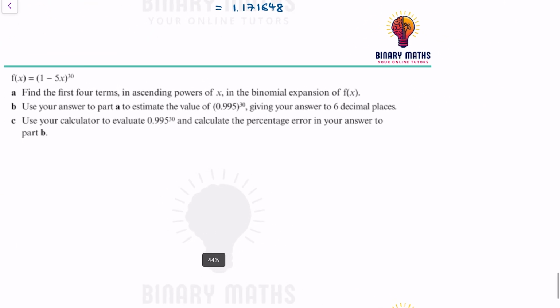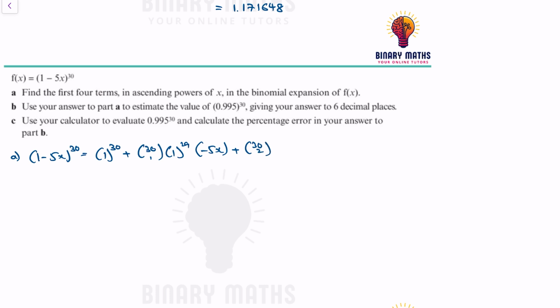Okay, one last question that I want to go through is f(x) is equal to (1 - 5x)^30. Find the first four terms in ascending power of x in the binomial expansion. So A is, (1 - 5x)^30 is equal to 1^30 plus 30 choose 1, 1^29 times minus 5x, plus 30 choose 2, 1^28 times (minus 5x) squared, plus 30 choose 3, 1^27 times (minus 5x) cubed.